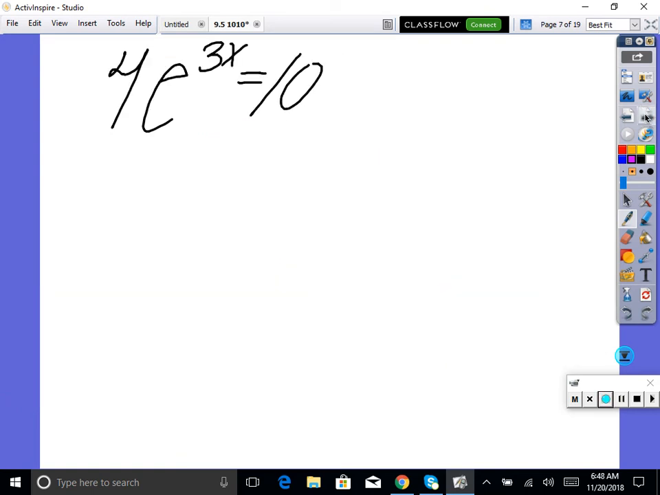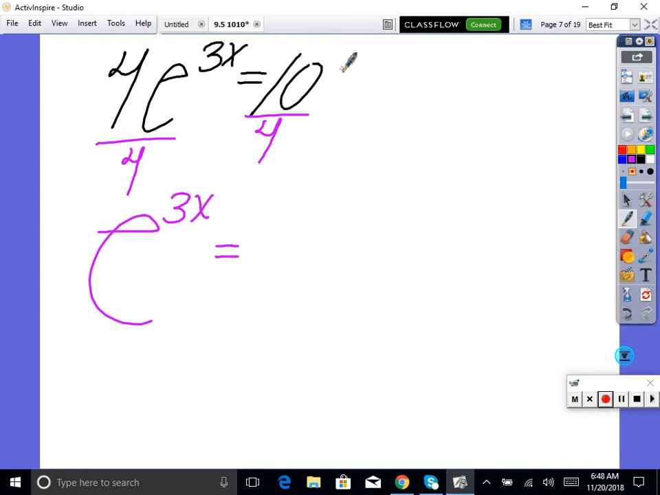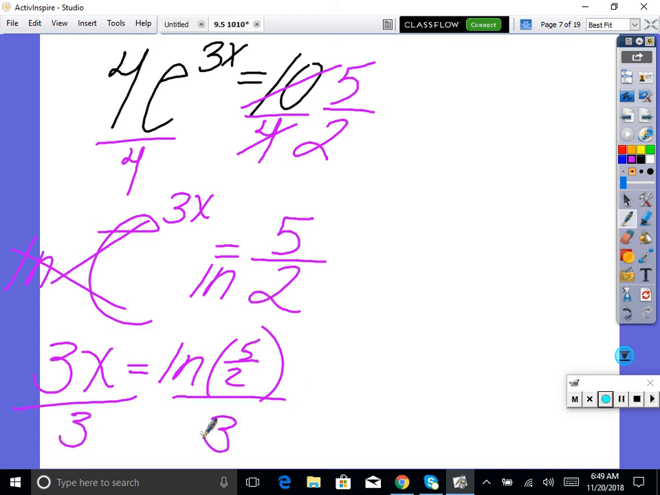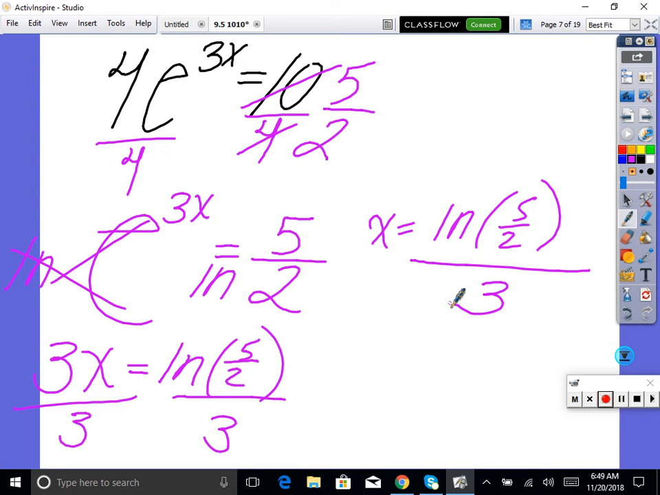All right, how about you do this one by yourself? Did you get ln of 5/2 divided by 3? Sweet, we're doing good. Okay, let's hear the decimal. 0.3044. Cool. Next one.